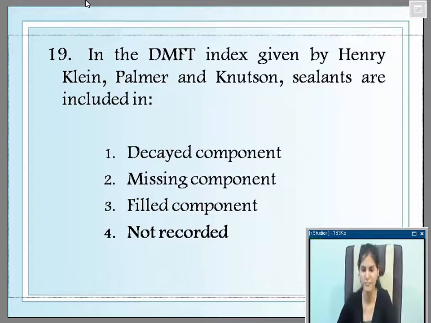Any doubts so far? Fine. So that is about the DMFT index that was given in 1938.